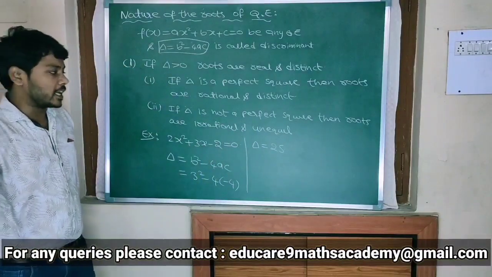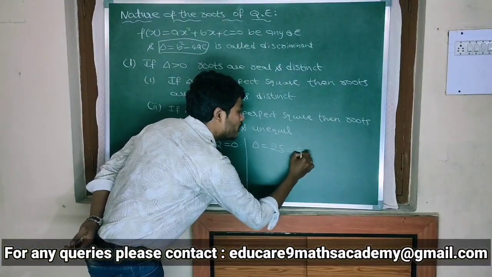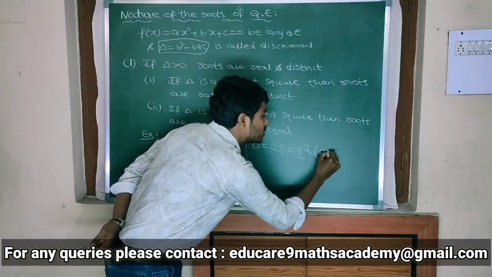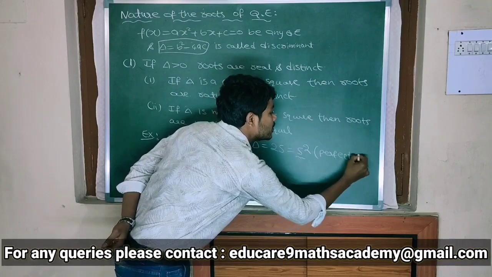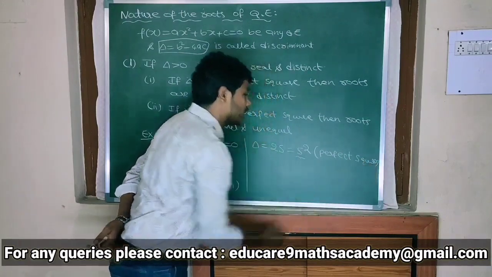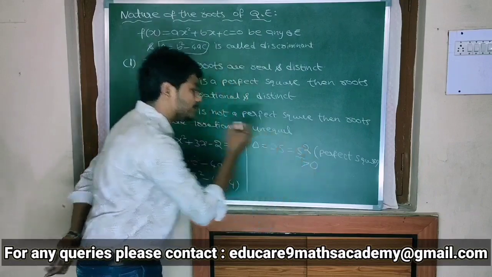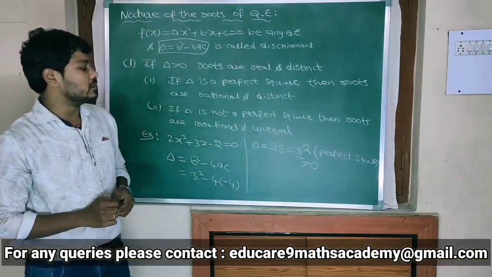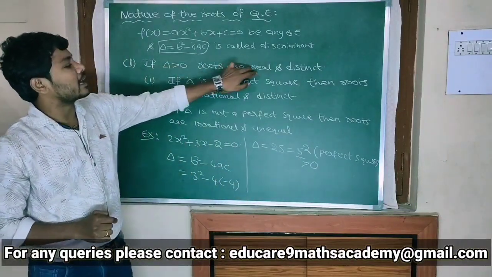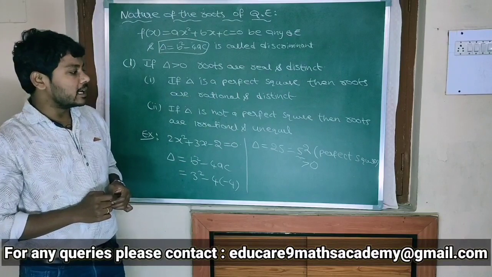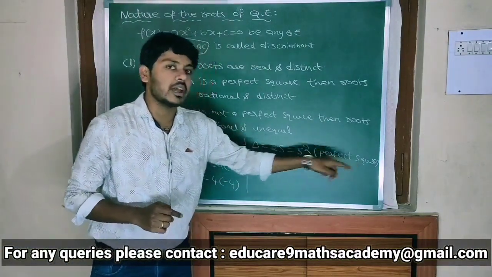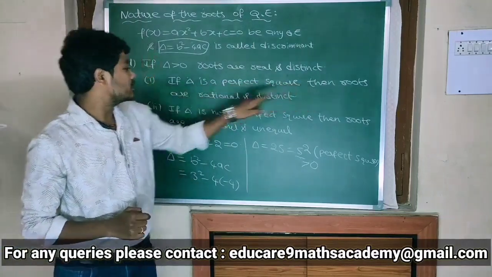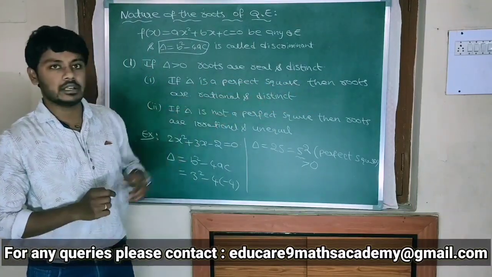So here this 25 can be written as 5 square. So this is a perfect square, and it is greater than 0. So here delta is greater than 0, and in that case roots are real and distinct. And also delta is a perfect square. See here, if delta is a perfect square, in that case roots are rational and distinct.